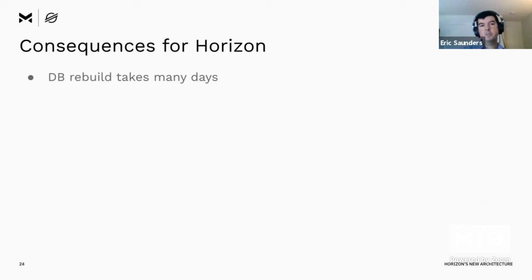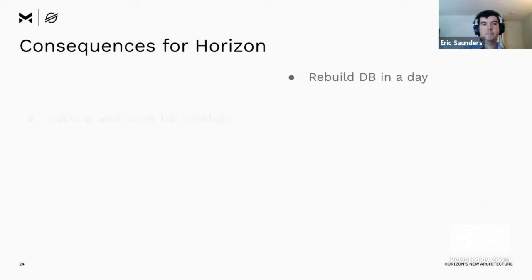In this new model, as the slide shows, we could rebuild the whole database in just over a day, maybe even faster with more serious hardware. In the old model, we had to back up and store Horizon's database very carefully. Now, the DB is significantly less precious. It still could be an outage of a day or a day and a half, which is not a good situation, but maybe you run more than one Horizon and you don't worry about it because you know you can recover now.